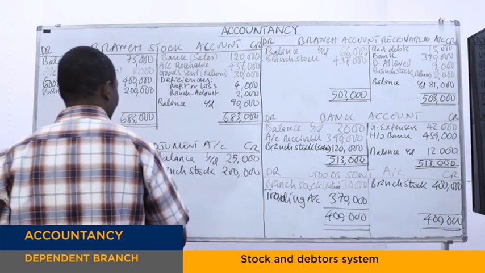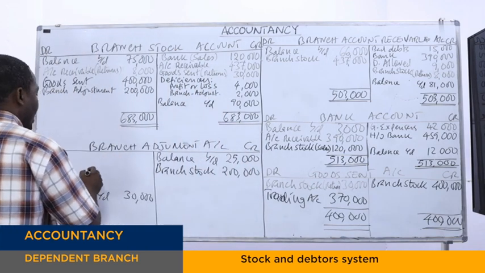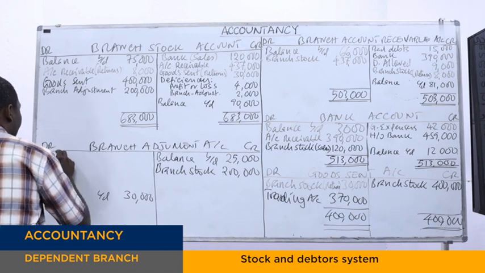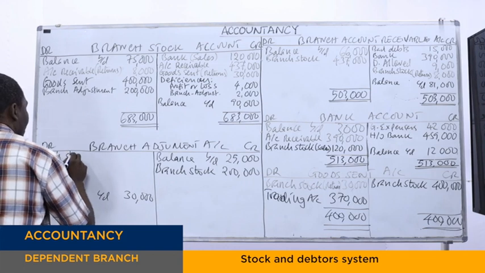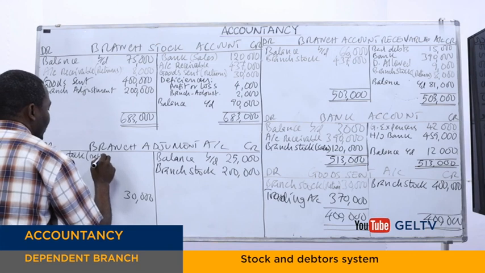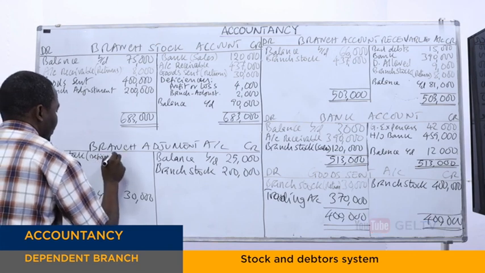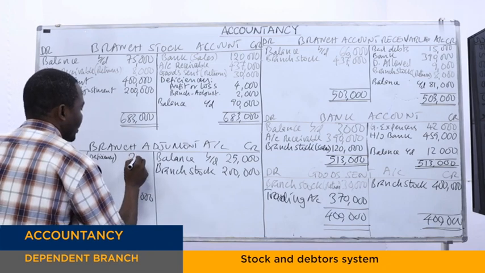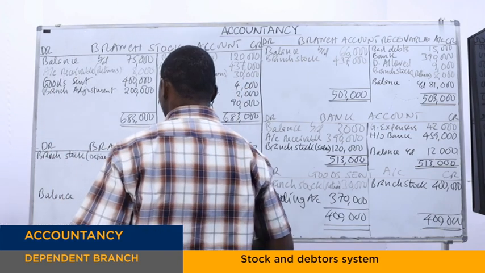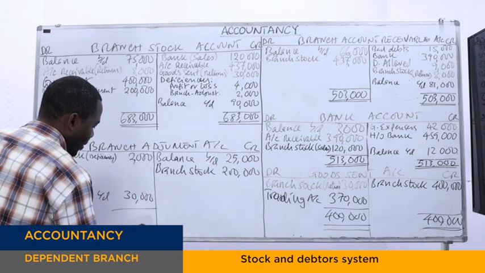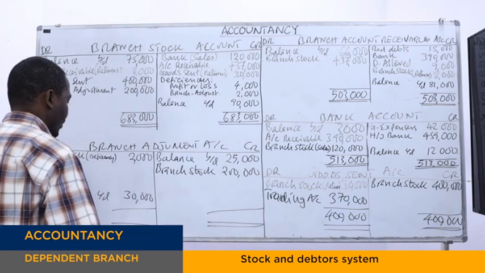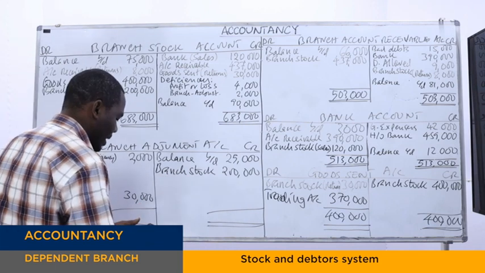So we come to adjust it here. That is branch stock. That is the deficiency. It will be only 2,000. So this account has been balanced. Then we balance this to get the gross profit. Automatically this side will be greater.